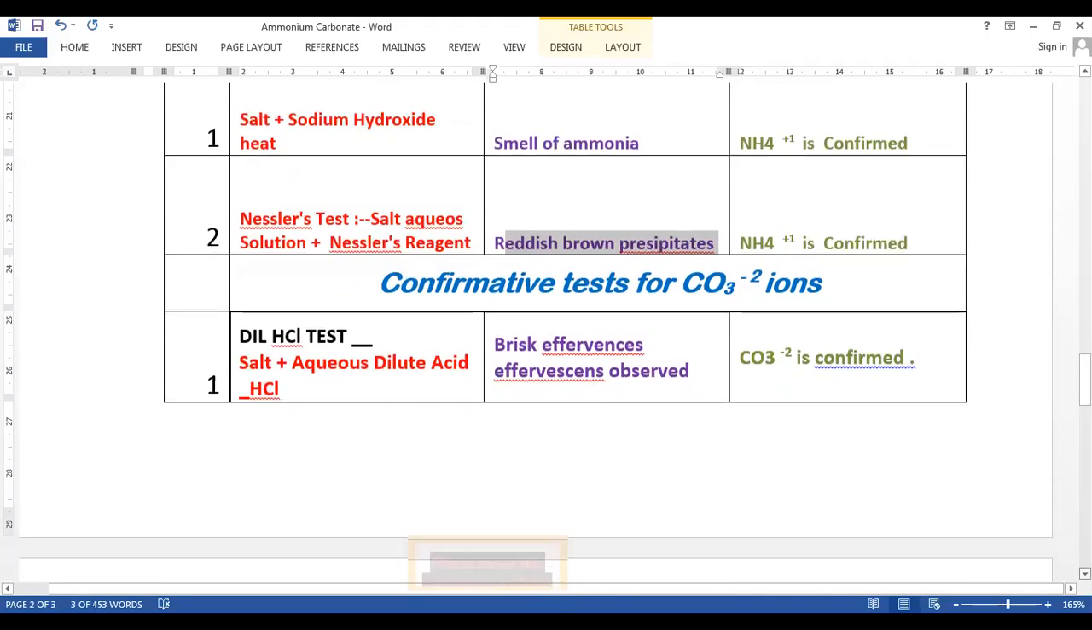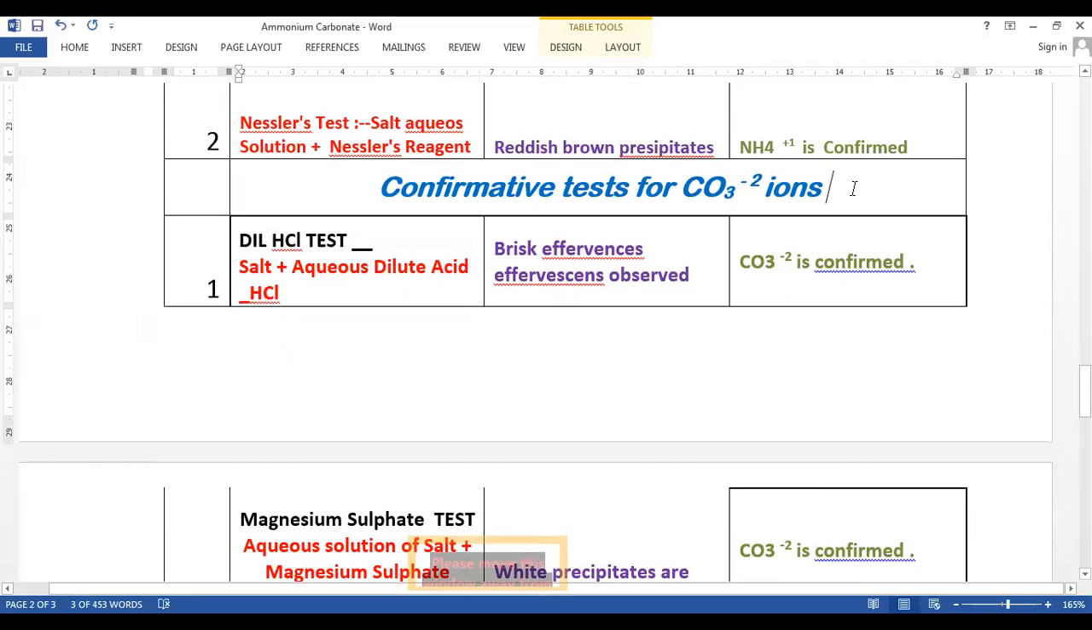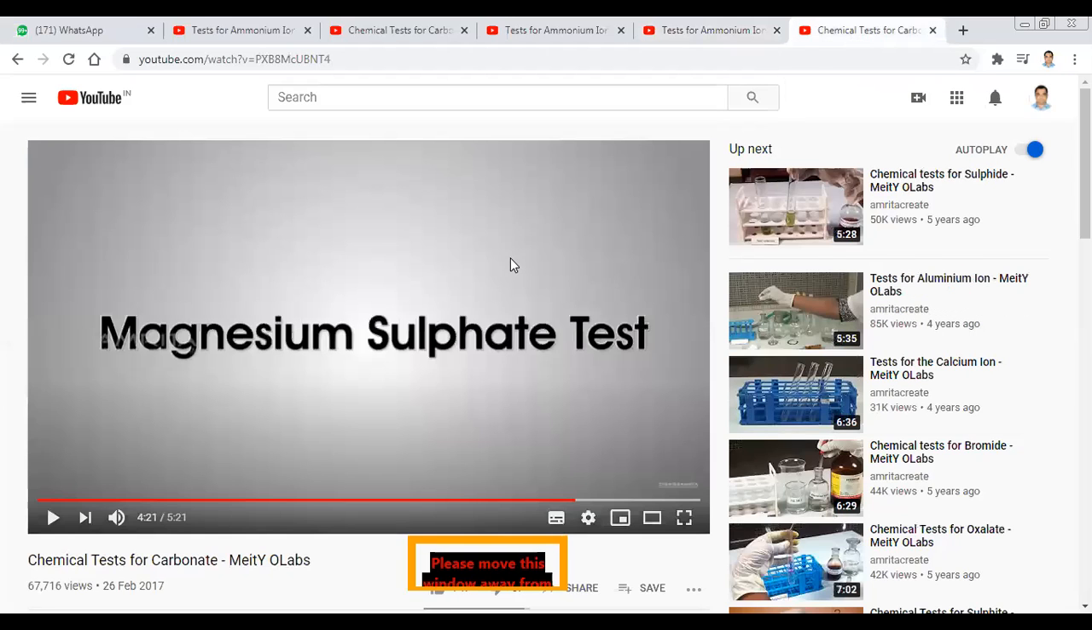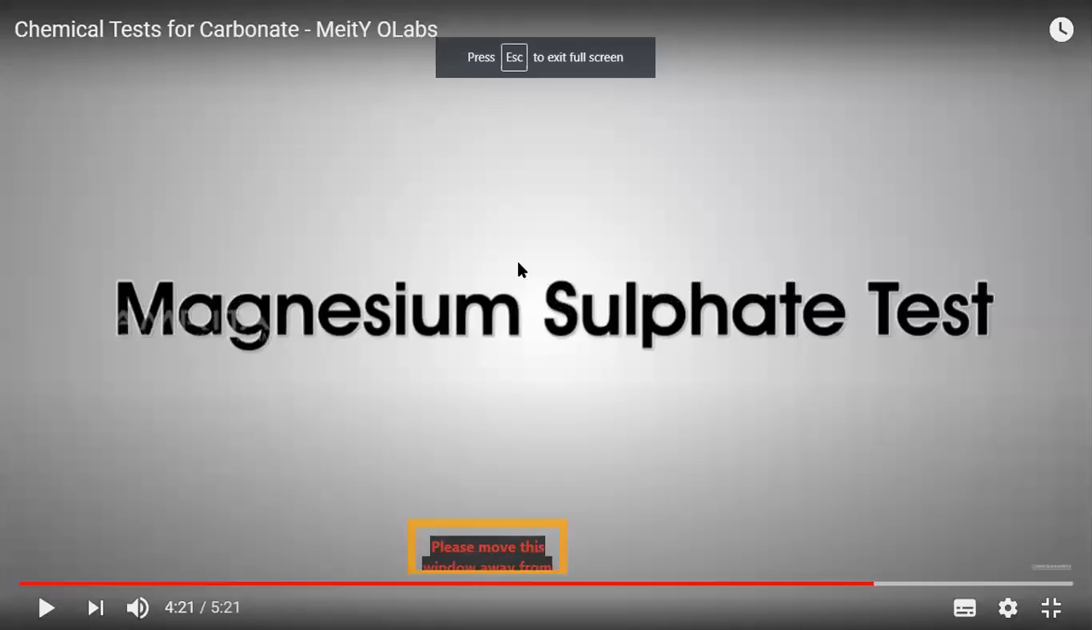Now, my dear students, we are going to perform the confirmatory test for the CO3 minus 2 ions. So let us have a look at the confirmatory test for CO3 minus 2 ion. The very important test for CO3 minus 2 ion that we are going to perform is known as the magnesium sulfate test, my dear students. So let us have a look at the magnesium sulfate test.